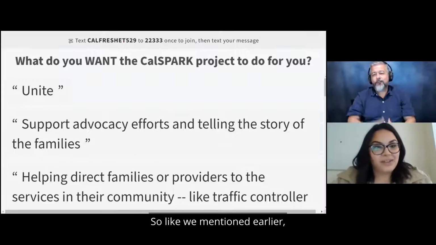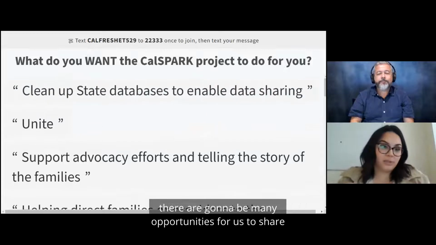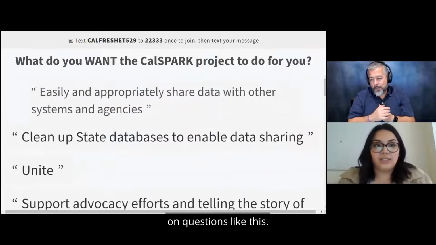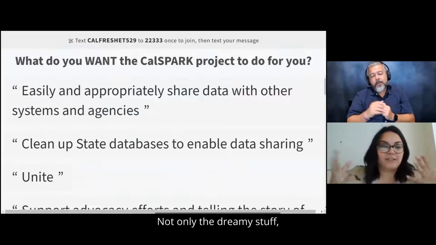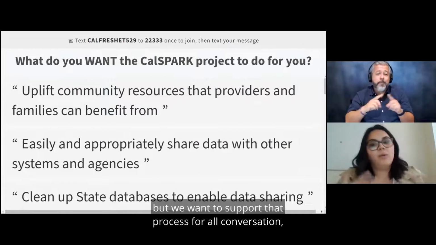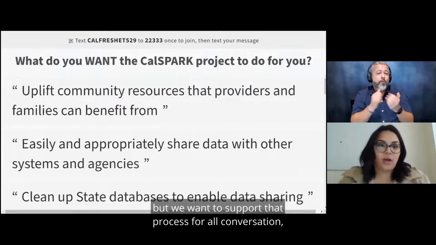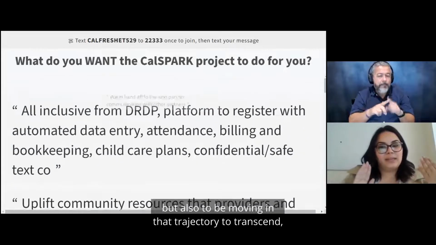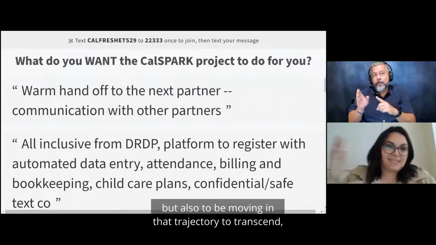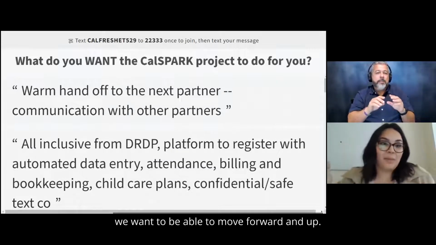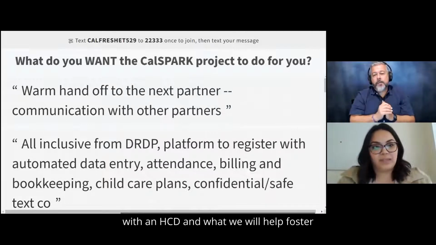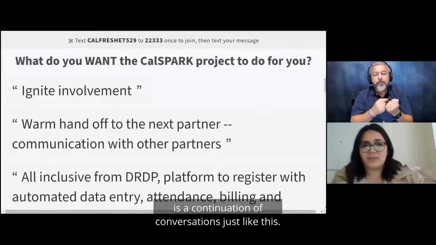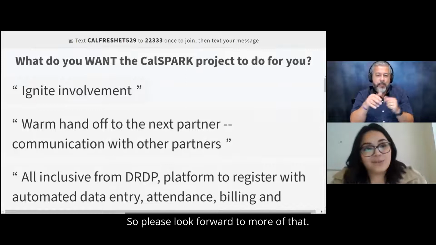So like we mentioned earlier, there are going to be many opportunities for us to share and participate in conversations with you on questions like this. Not only the dreamy stuff, we'll get into the weeds as best we can, but we want to support that process for all conversation, for it to be transparent, for it to be candid, but also to be moving in that trajectory to transcend. We want to be able to move forward and up. So with our conversations within HCD, what we will help foster is a continuation of conversations just like this. So please look forward to more of that.